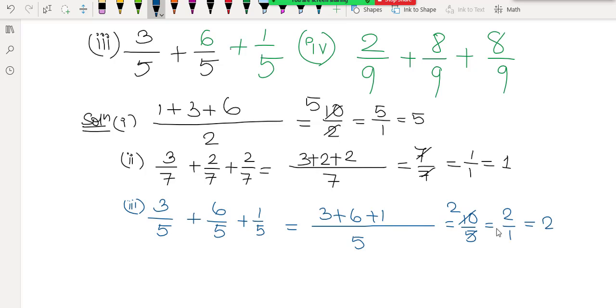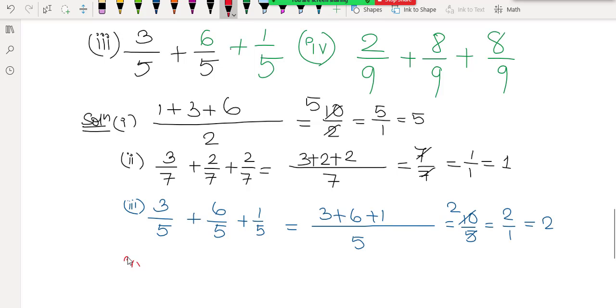3 plus 6 plus 1, you write 1 here. Yes, it is 1, right? This one is 1, I think. So it is 1. Okay. Let's go to the next question.